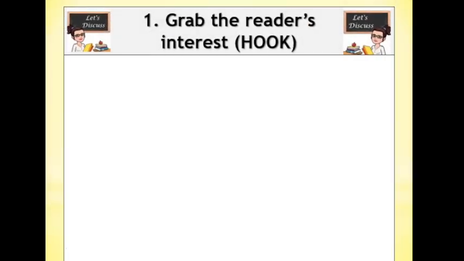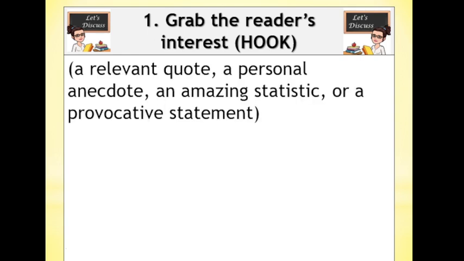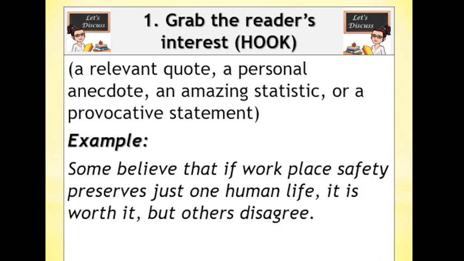First, how do we create the hook or how can we grab the reader's interest? A hook can be a relevant quote, a personal anecdote, an amazing statistic, or a provocative statement. When we say provocative statement, it can be a statement that has an intensified emotion. It can also be an argumentative or debatable sentence, just like our example. Some believe that if workplace safety preserves just one human life, it is worth it, but others disagree. So this is a provocative statement because you are introducing a debatable sentence.